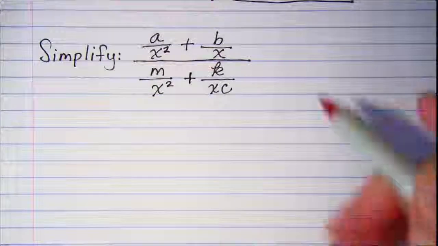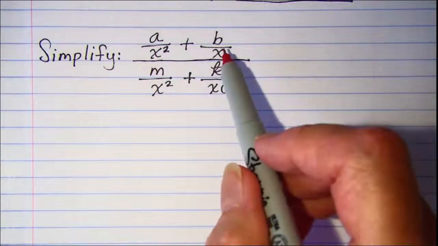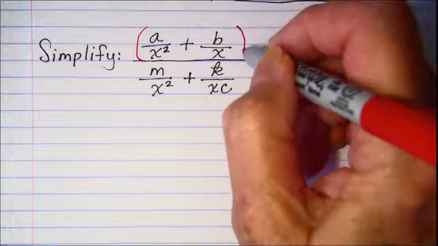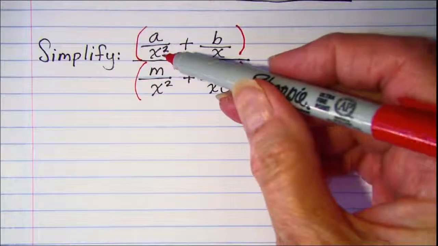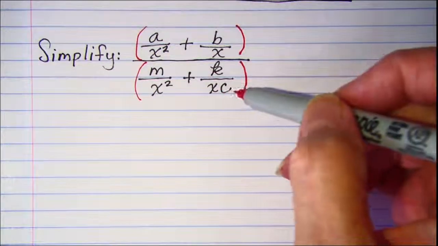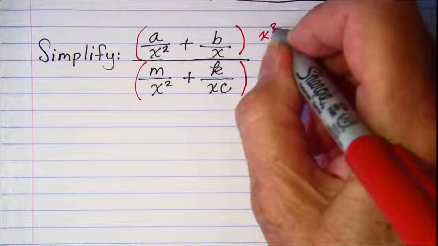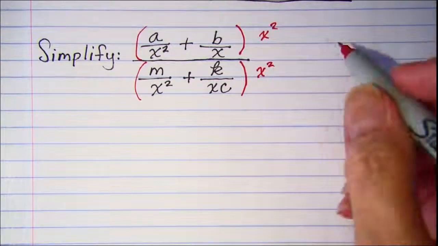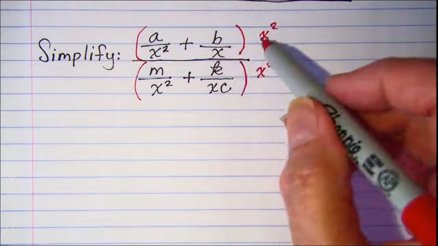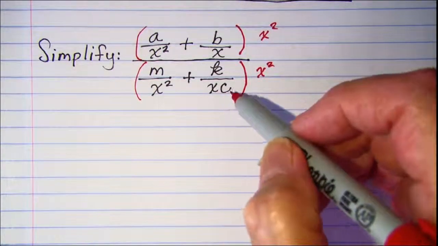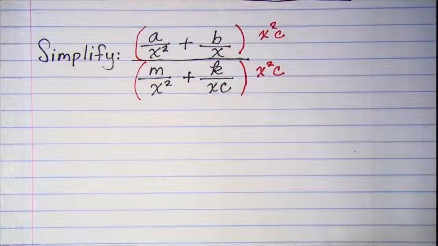This one's a little bit different in that I just need to multiply the numerator and denominator by a product that will cancel off all of these denominators. So I have a factor of x squared that needs to be canceled. So I'll multiply top and bottom by x squared. Now this x will be taken care of by the x squared, so I don't need another x. But I do have a factor of c, so I need to multiply by x squared c.